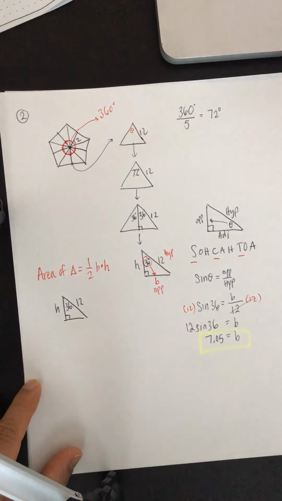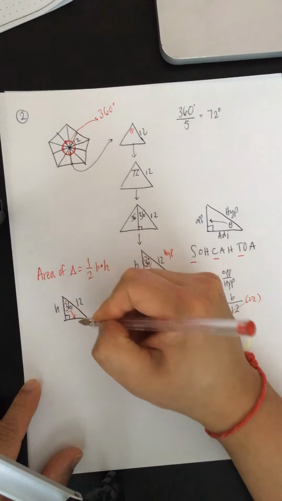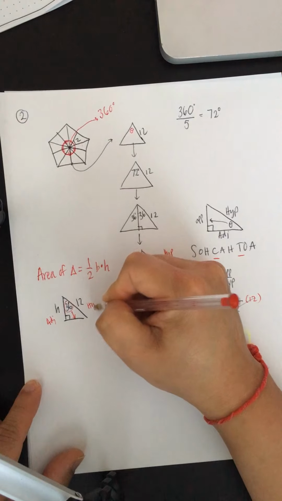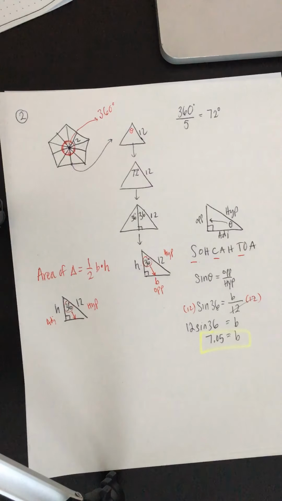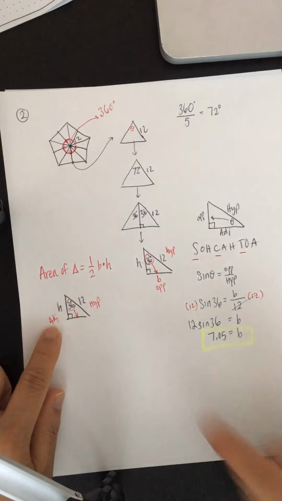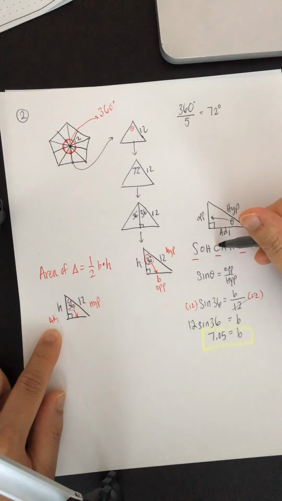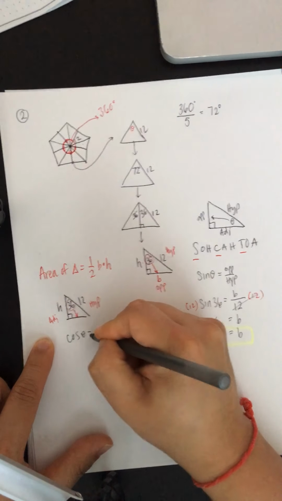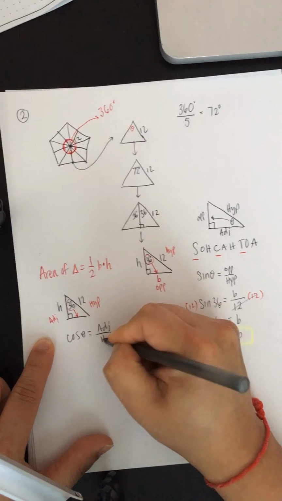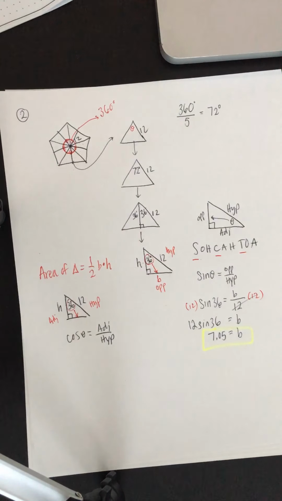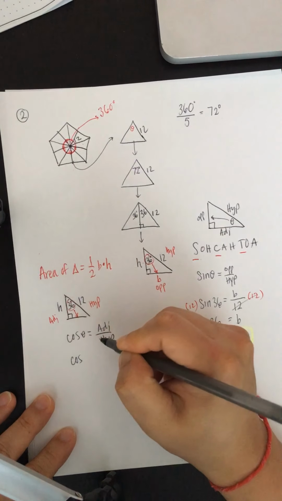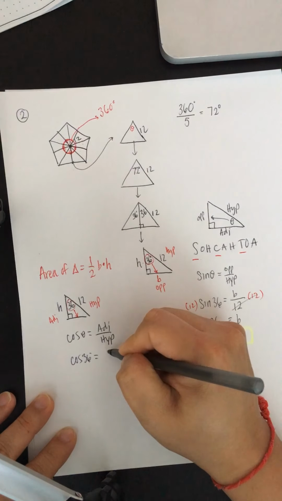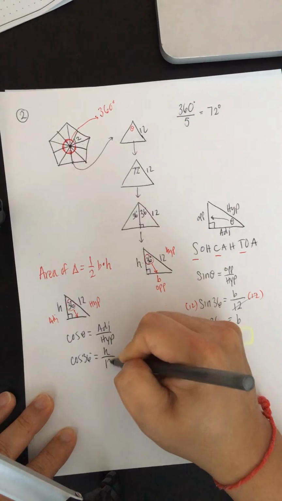So doing the same thing again. Circle my angle, I go across. That's my opposite. Notice that there's nothing there. So what's given is the adjacent and the hypotenuse. Those are the two sides we want to use. Adjacent and hypotenuse is cosine. So we're going to be using cosine theta equals adjacent over hypotenuse. Let's set it up. Cosine of 36 equals the adjacent, which is h, over 12.